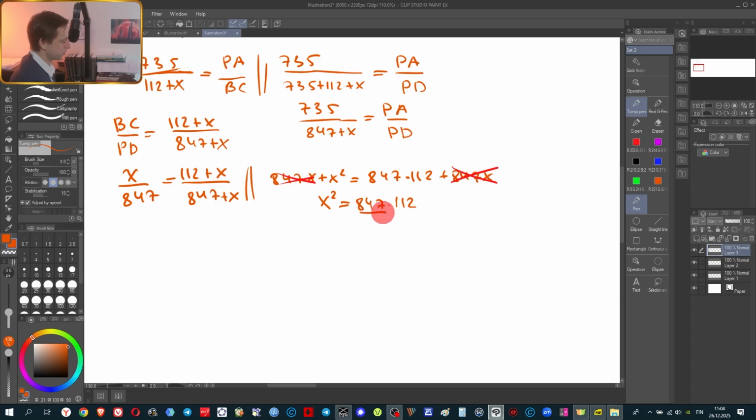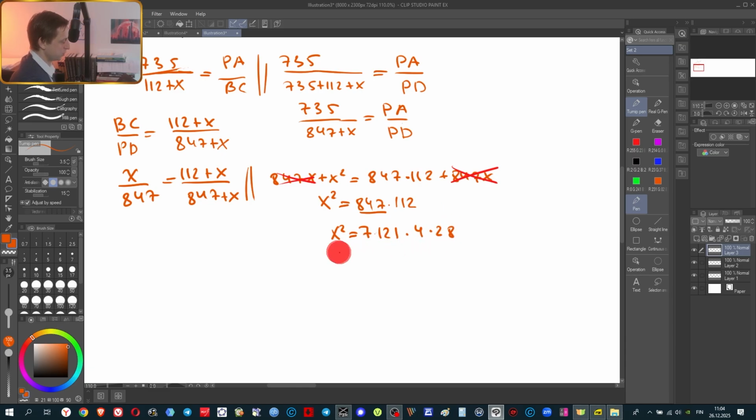So let's look at this one. Here, 847 is obviously divisible by 7. It will be 7 times 121. x squared equals 7 times 121 times 112. This one is obviously divisible probably by 4. It will be 4 times 28. 4 times 28. Am I correct? Yeah, it will be 80 plus 32.